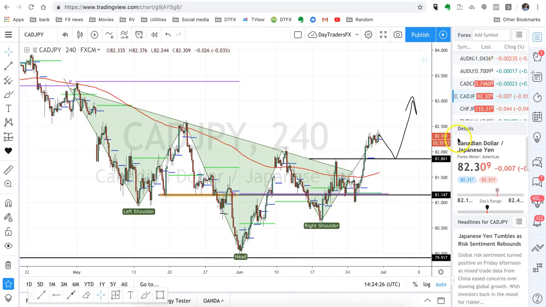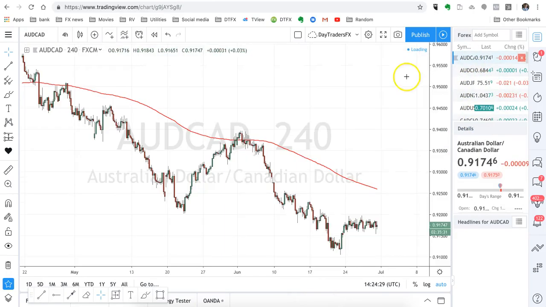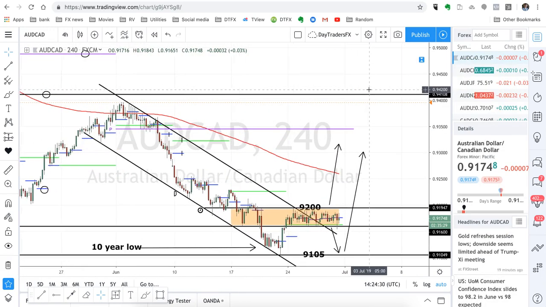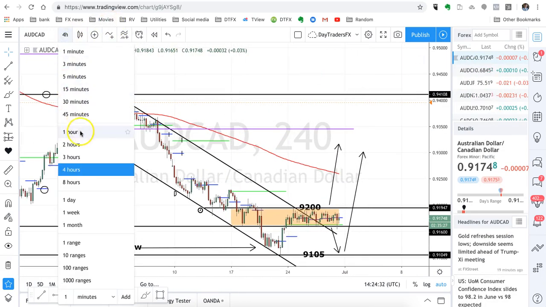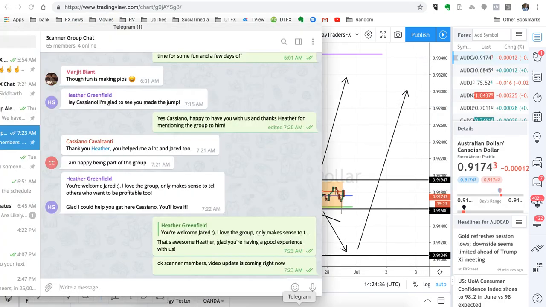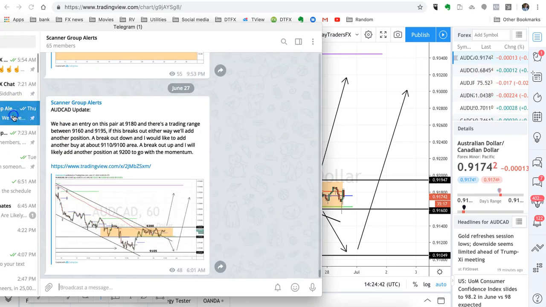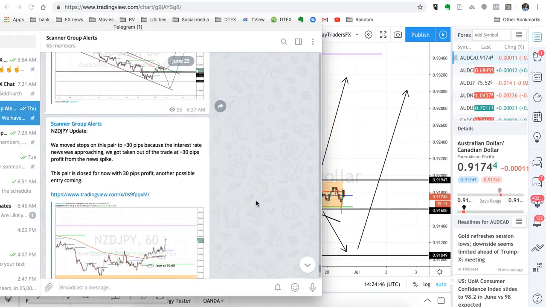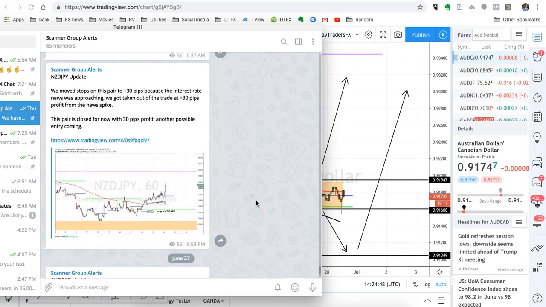We've got some trades. We're sitting in some stuff. Let's talk a little bit about what is going on here. As of right this moment, you'll see here's our scanner group chat, and here is the scanner group alerts. The scanner group alerts is going to have all of our current and existing trades and so on.